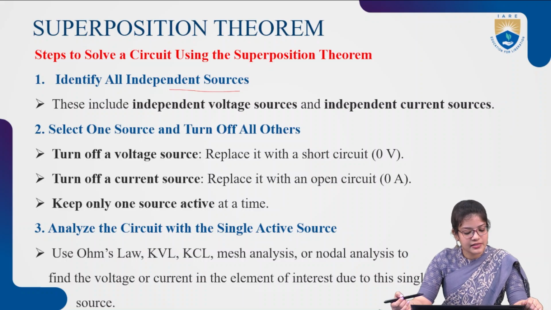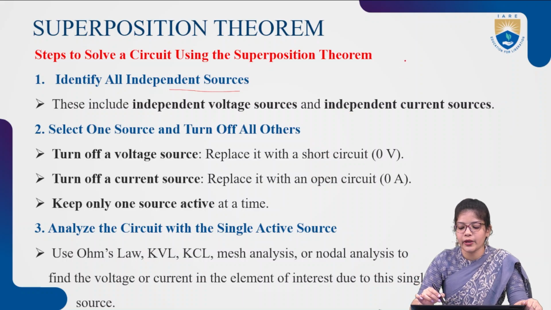Second, select one source and turn off all the other sources. First we can calculate by using both the sources in the on position, and then we can calculate the currents. So in step 1, we consider both sources on.